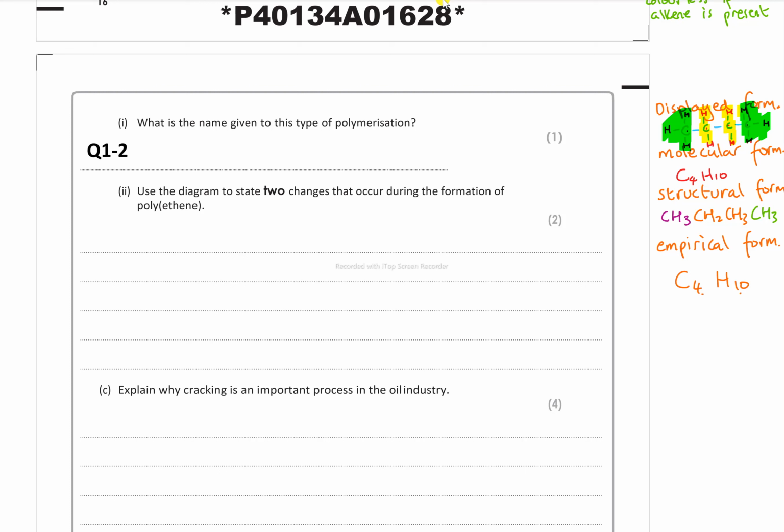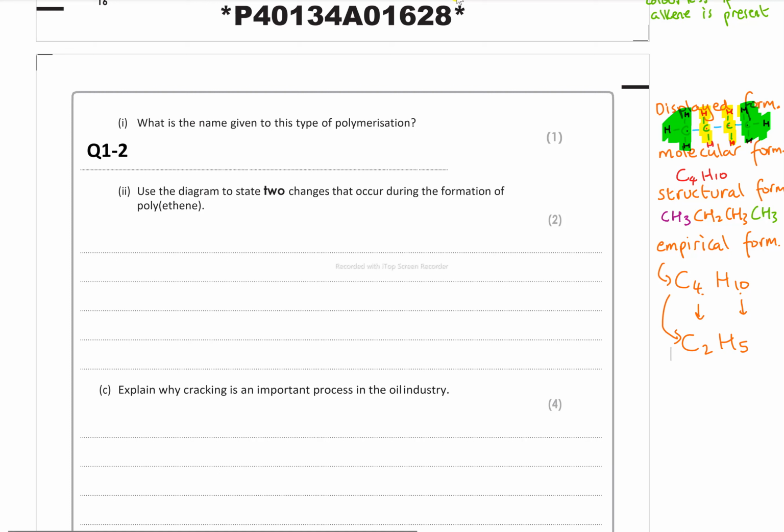Is there a common divisor? Can I divide these two by anything? Can I simplify it? If I know they're both in the 2 times table, so if I divide them both by 2, I end up with C2H5. So it's the ratio of the molecules in its simplest form.